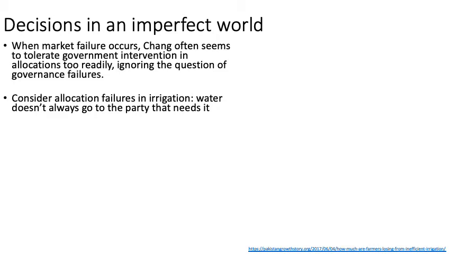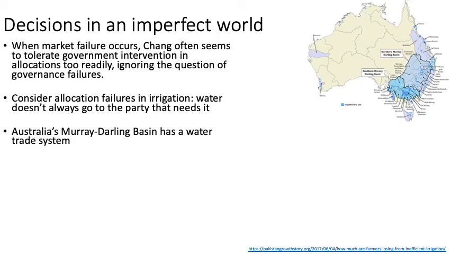So, for an example, consider allocation failures in irrigation. Water doesn't always go to the party that needs it, and so we have to think about ways to solve that. Australia has a water market, the Murray-Darling Basin, which has a water trading system where how much water gates are open at different times is transacted on. So you can trade whether water flows to you today with someone else for water flowing to you a week from now, for example. It's quite a sophisticated system. It's one of the few successful water markets in the world.